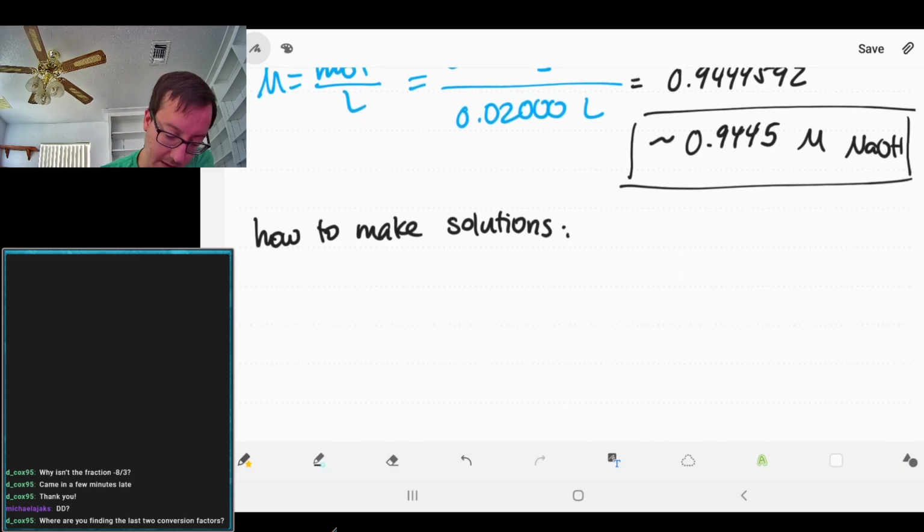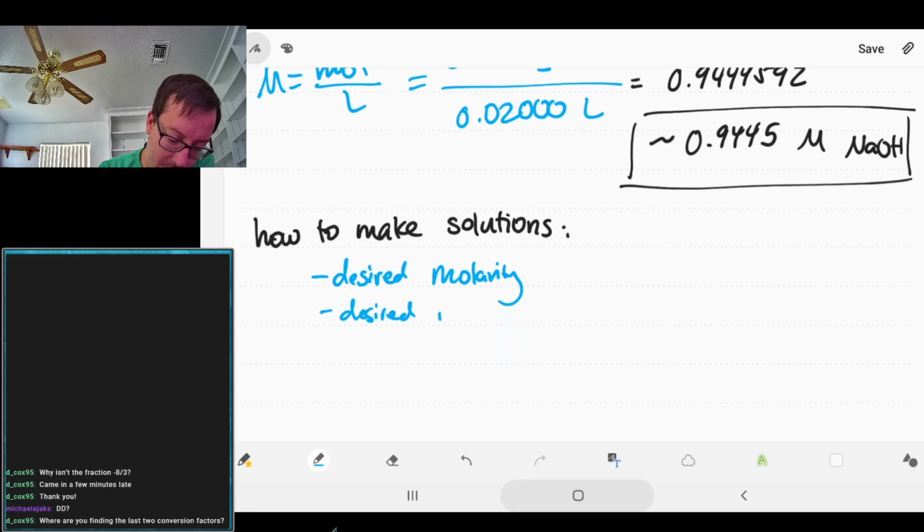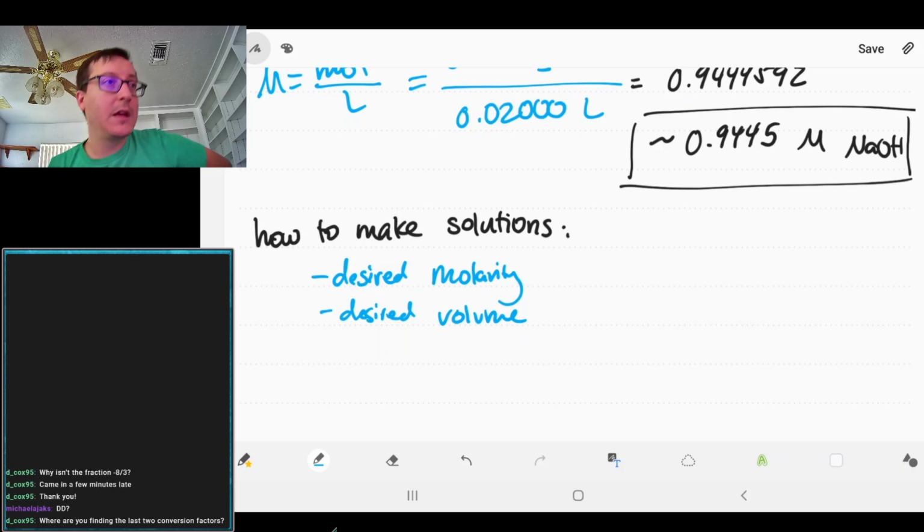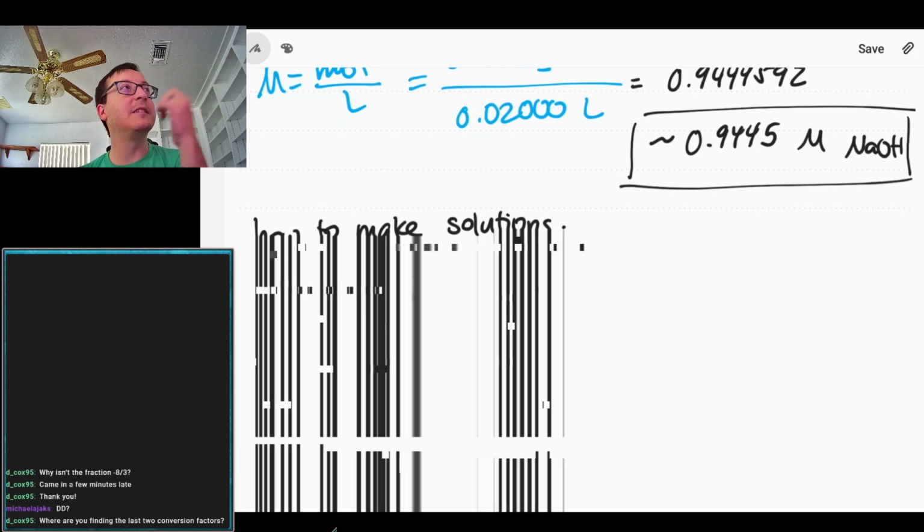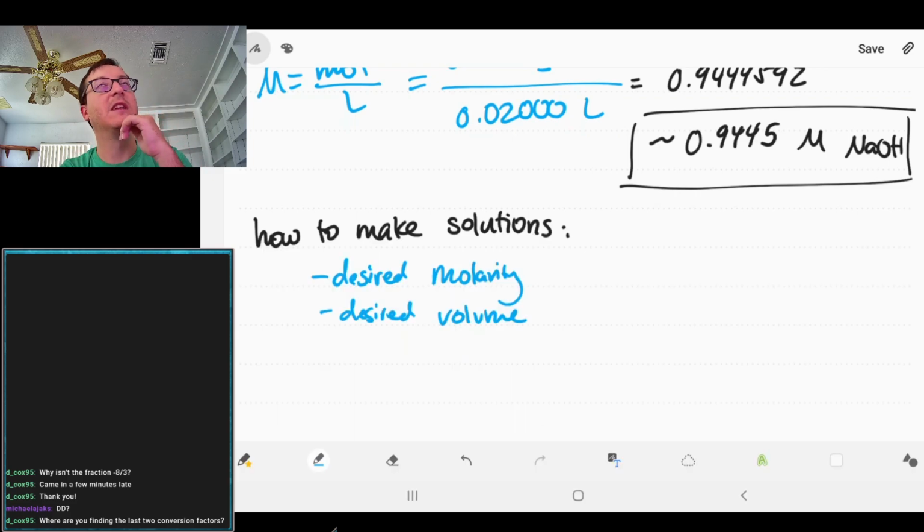There's two things we need to know to make a solution. We need to know the desired molarity and the desired volume. We need to know how concentrated we want our solution and how much of it we want. It doesn't make sense to make something if we don't have these things in mind, right?